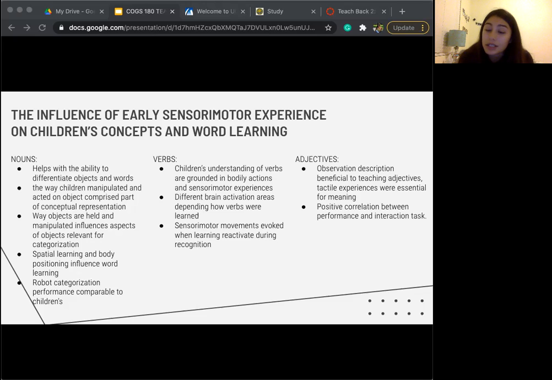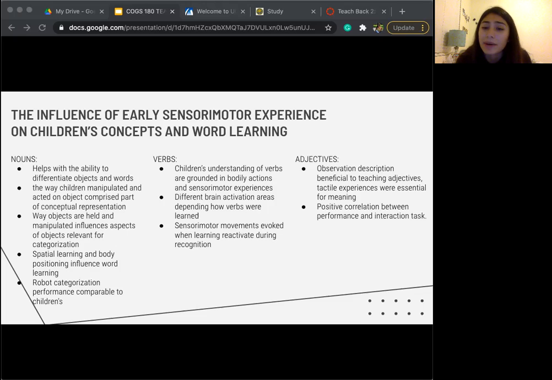Interestingly, spatial learning also has an important role. Spatial learning and body positioning influence word learning. And this is also extended in this section on nouns. They extended it also to robots, where robot categorization performances were comparable to the children's.